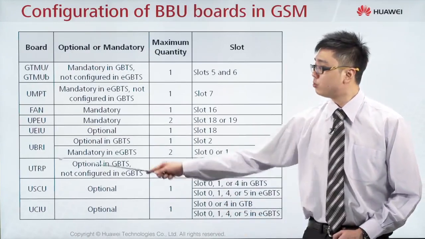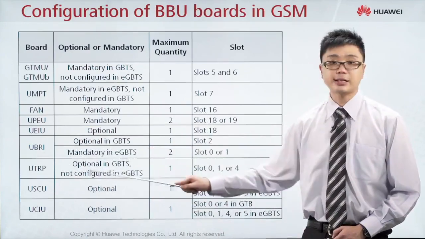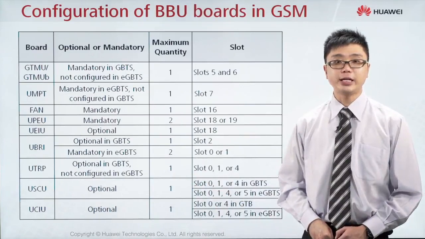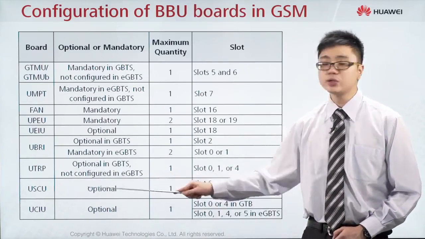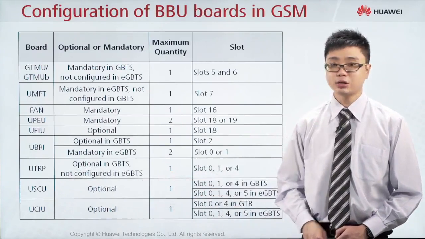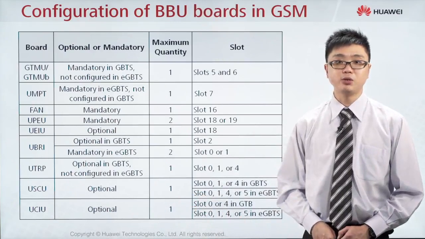And for the remaining boards, UBRI is the extension for the BBP. UTRP is the extension port if you don't have enough E1/T1 ports, FE ports or optical ports. USCU is in case you need an external clock. And UCIU is in case you need an inter-BBU connection.